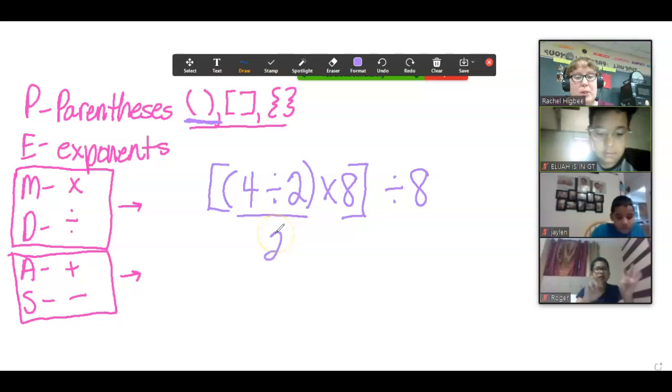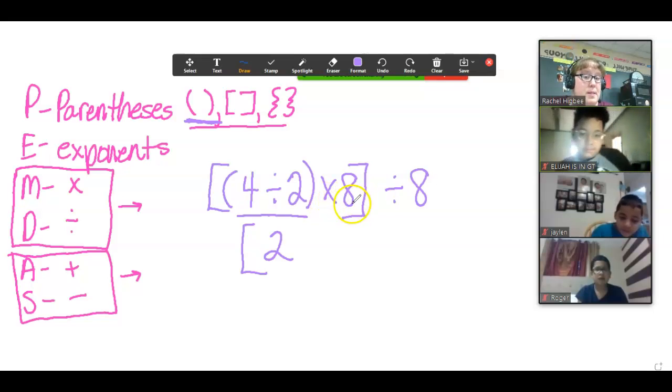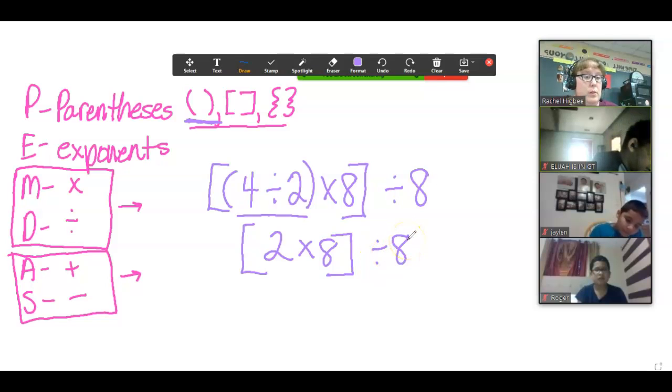2. Good job, Roger. Okay, now I rewrite what I did not use. I did not use this bracket yet. Okay, I did not use times 8 or this bracket. And I did not use divide by 8. Okay, so now what's next?